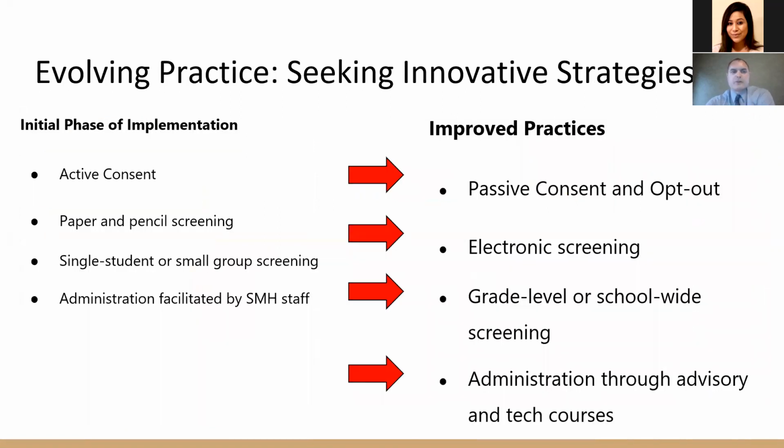So this is what I was alluding to before, the shifts in practice. We went from active consent to passive consent with opt-out procedures, which allowed us to be really efficient by not waiting for consent forms to come back, and sent the message that this was just as important as all of the other things we already screened for, like vision and hearing. Paper and pencil screening went away, and we went with a digital format where students used their iPads, phones, or computers in the school to engage in screening.